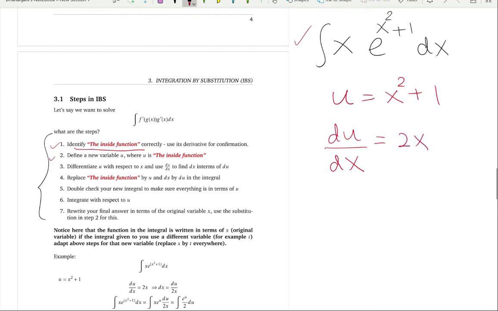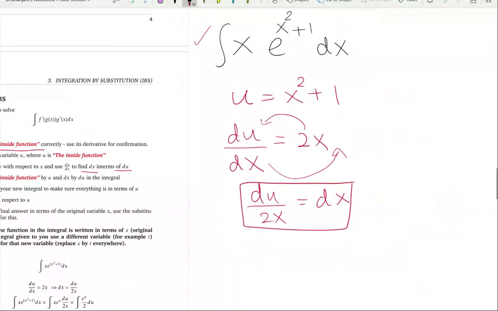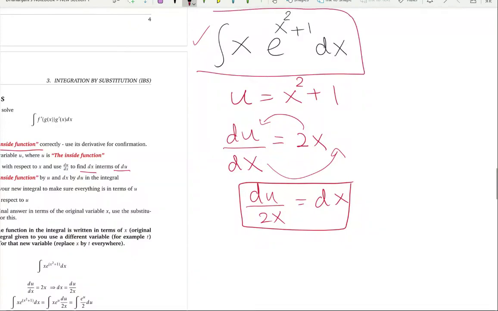Alright, now what it says is find dx in terms of du. So here dx can be written, we can take dx to the right by multiplication and 2x to the left hand side by division, right? So if we change this, du over 2x is dx. So we find dx in terms of du. That's the third step. Now the next step is replace everything, or rewrite this whole integral using u. Make a change of variables. Change it from x to u.